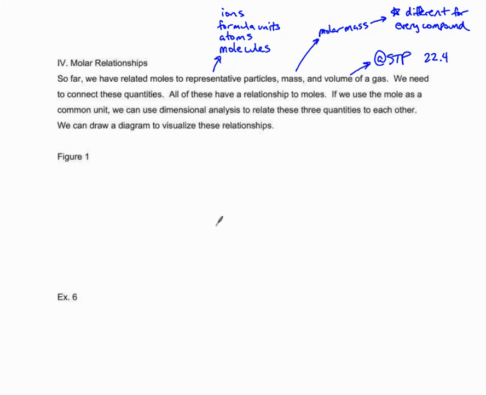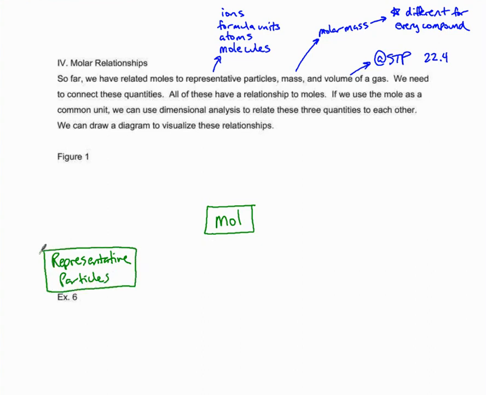All of these relate to moles, and so right here in the middle, I'm going to put moles, and I'm going to put it in a box. The first thing that we talked about that relates to moles was our representative particles. So here it is over here to the bottom left. And you're going to want to pay attention to your arrows and the conversions that I draw. Make sure that you don't get them reversed. So here are my two arrows. We could go from moles to representative particles following this arrow, or we could go from representative particles to moles following the other arrow.